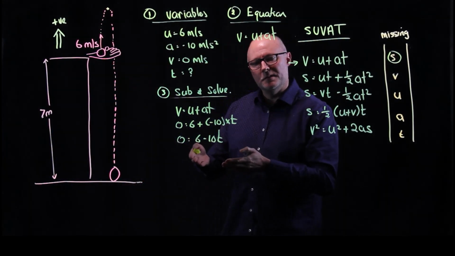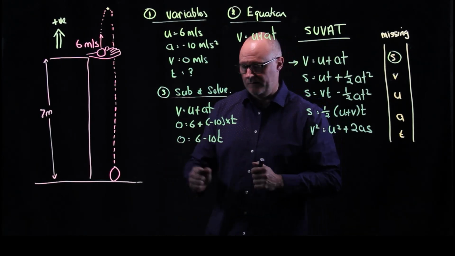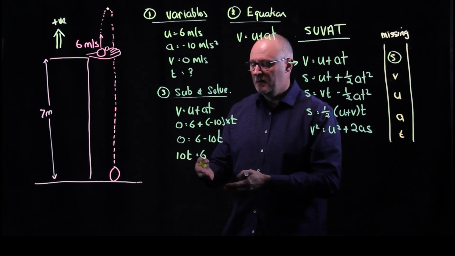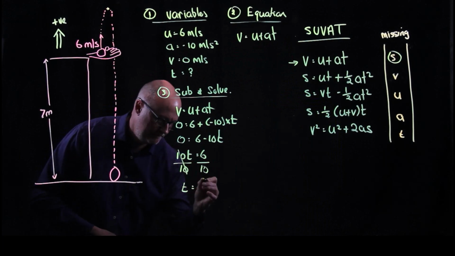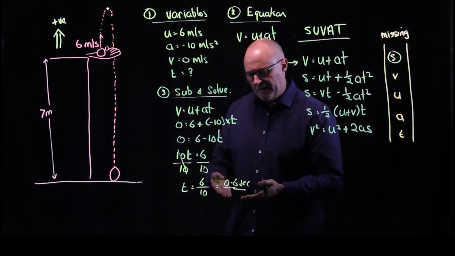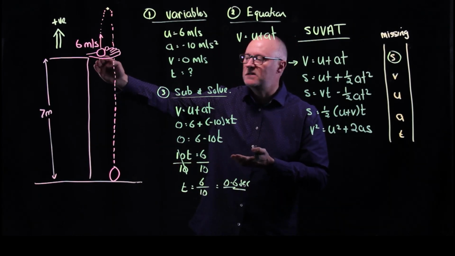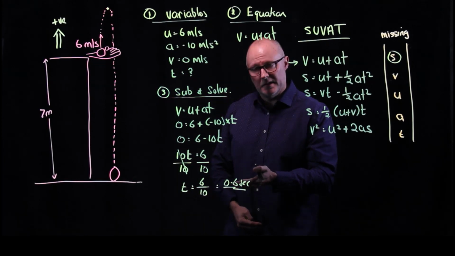Once again, we get to this particular point. I don't want to be dealing with negative time, so I'm going to add that across to the left-hand side. At the moment, we have 10 times t equals 6. To get rid of the times 10, we'll divide both sides by 10. So there you have it. The time taken for a ball to be thrown with an initial velocity of 6 meters per second upwards against gravity to its peak point will be 0.6 seconds.